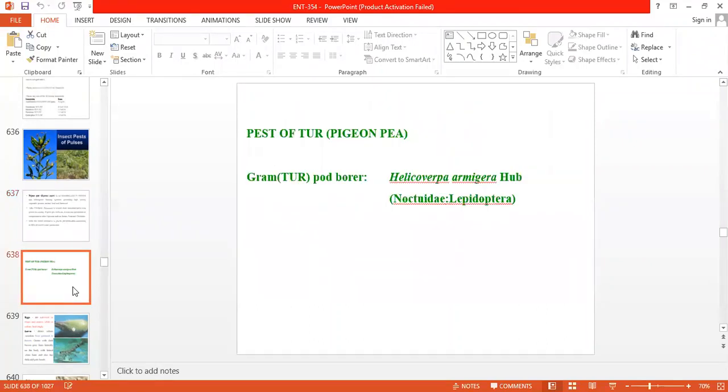First one is the gram pod borer or tur pod borer, scientific name Helicoverpa armigera, family Noctuidae, order Lepidoptera. This is one of the most notorious, economically important pests, having a polyphagous nature, with a number of host crops like gram, tur, pea, cotton, tobacco, safflower, sunflower, tomato, having a very wide host range.